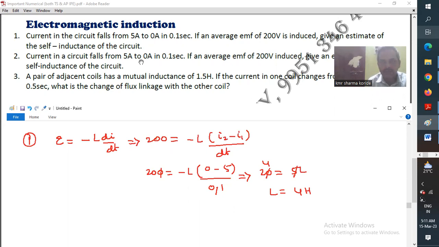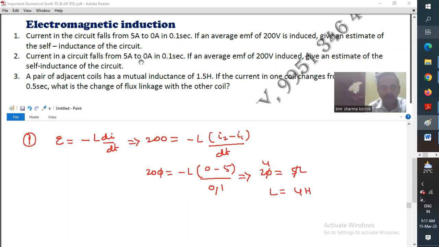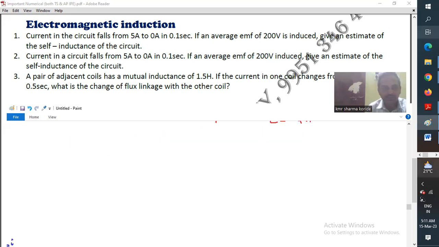And question number 2 is repeated. 5 amperes to 0 amperes in 0.1 second, an average EMF. Same question, same solution. Moving to the next question.